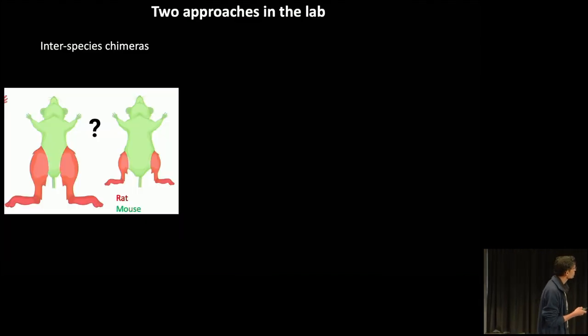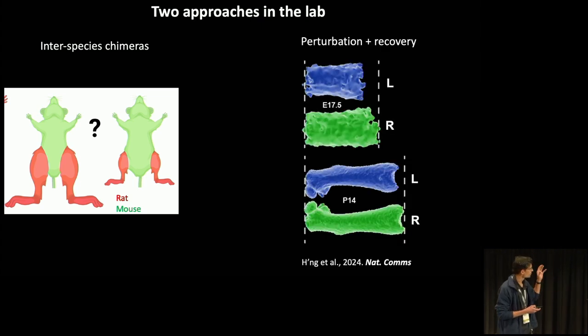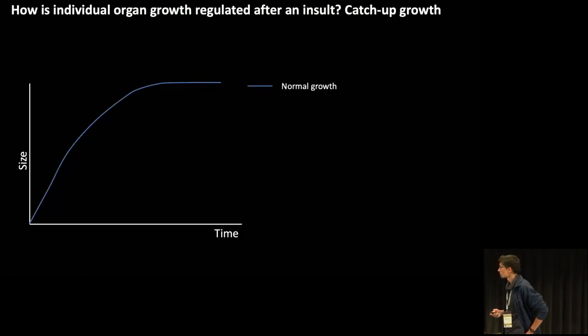So the two approaches in the lab are, one of them, to develop interspecies chimeras, as Isha, a postdoc fellow, told you yesterday. And the other one, which is a bit more developed, is to induce perturbation transiently and then study the recovery. So we can induce, for example, asymmetries affecting the left limb and not the right, and then we study how that recovers. I'm going to tell you about that, and that process is called catch-up growth.